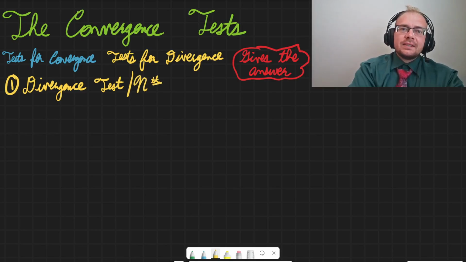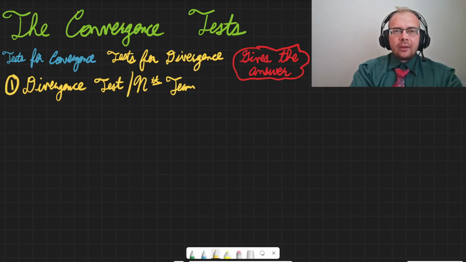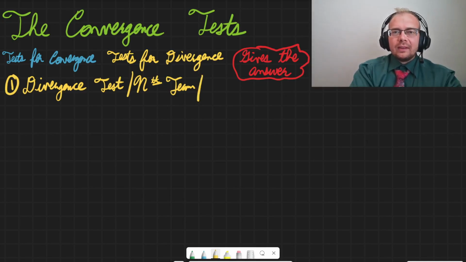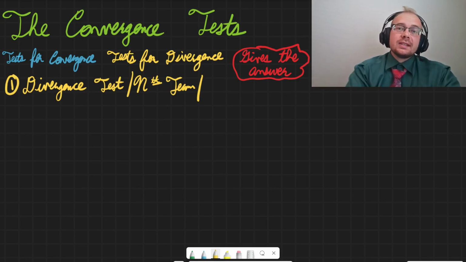This is my least favorite name for it, the nth term test. I don't think it makes any obvious sense. I kind of get why they call it that, but it's not as obvious as the names for some of the other ones. Divergence test is a lot more on the nose, and I prefer it that way. That way it's easy to remember what it does. It tests for divergence, so it's called the divergence test.